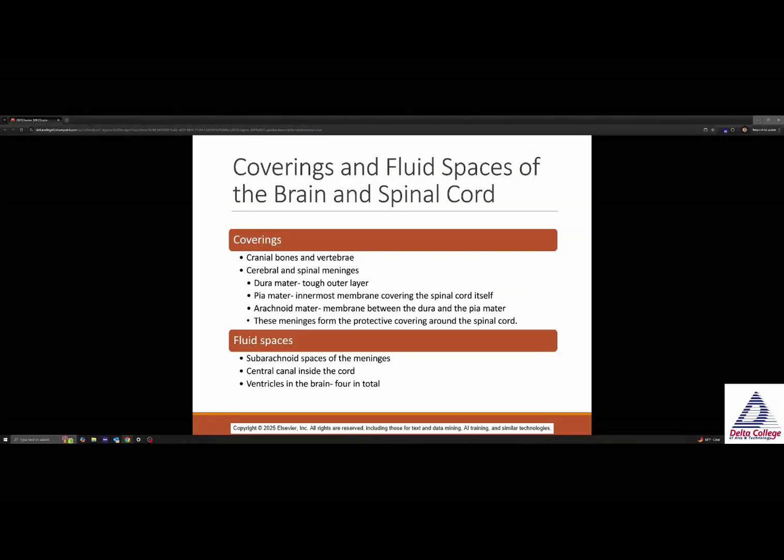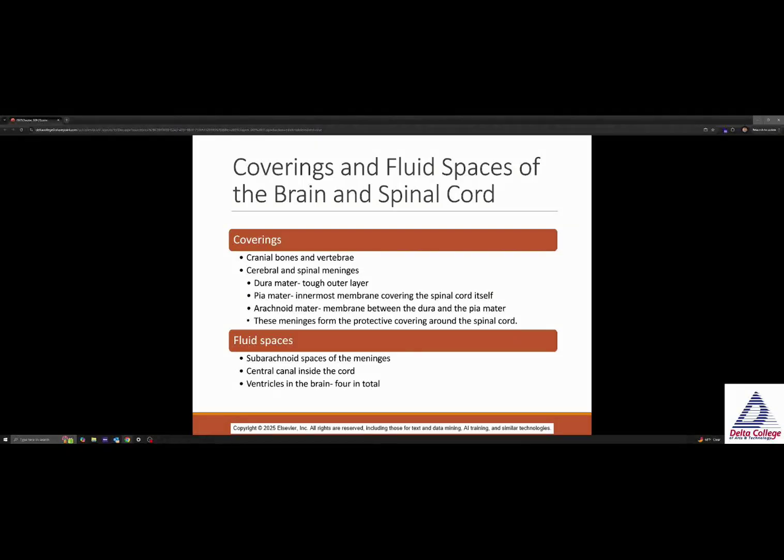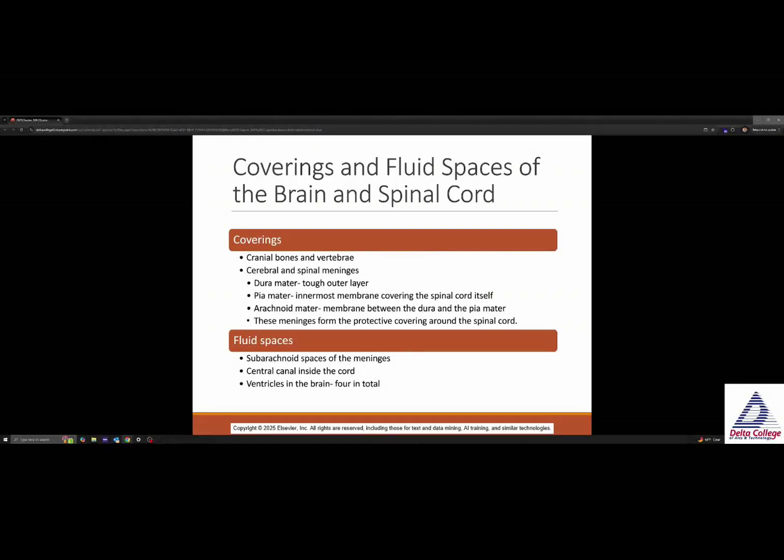Now let's talk about coverings and fluid spaces of the brain and spinal cord. The coverings are the cranial bones and vertebrae. And then we have the meninges. We have cerebral and spinal meninges. The meninges have 3 different layers.